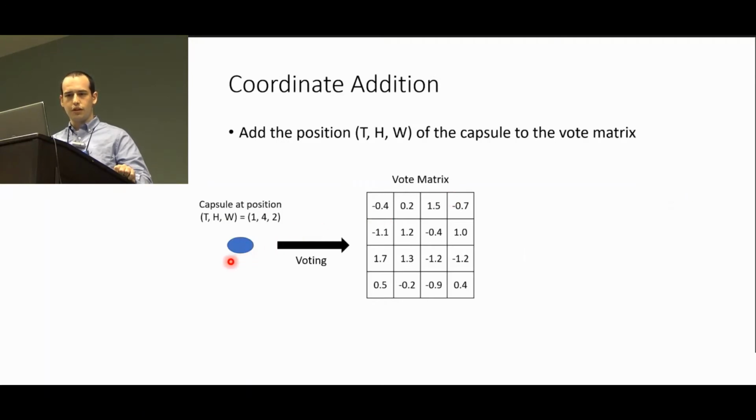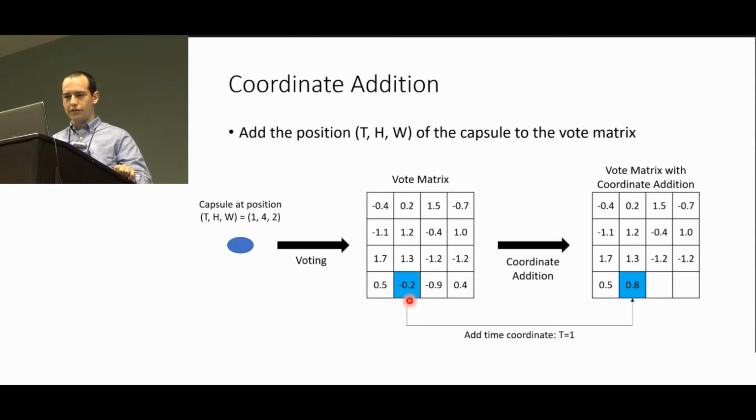Suppose we have a capsule at time step 1 and at height and width 4 and 2. That capsule is going to create some votes for the class capsules. Let's say this is the example vote matrix. If we want to encode that positional information, we could do it quite simply by just adding in the coordinates in the final 3 positions of the vote matrix, right? So the time coordinate is added in at this position, then the height coordinate, and then the width coordinate. And then when routing is performed using these votes, the class capsule will maintain this spatial temporal information. So this actually helps improve classification and localization results quite a bit.